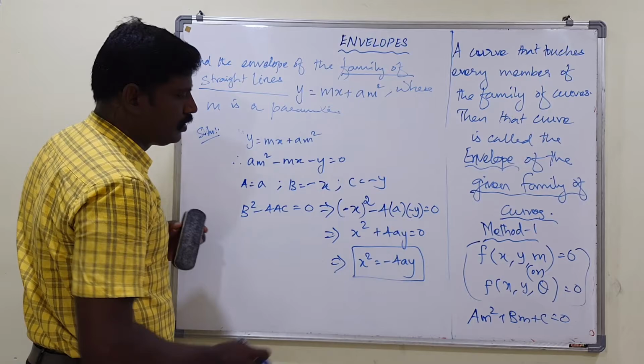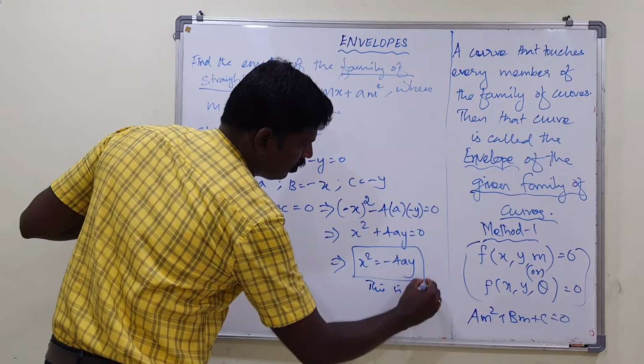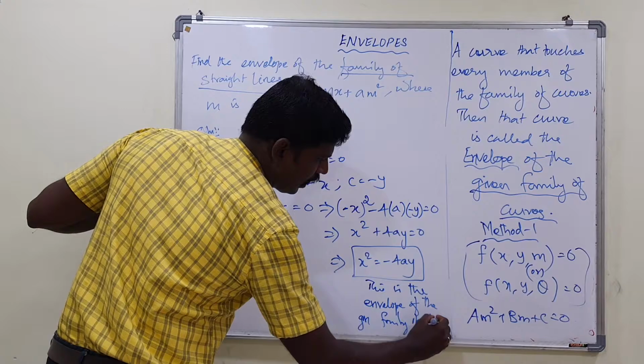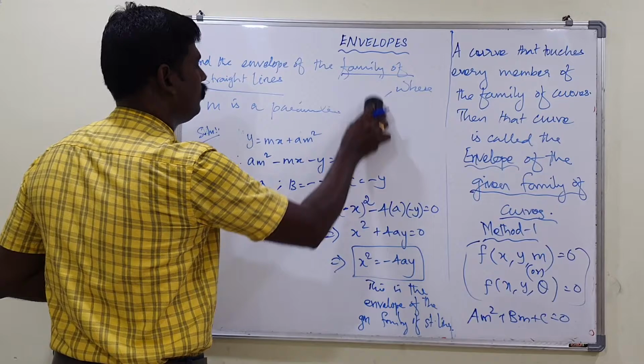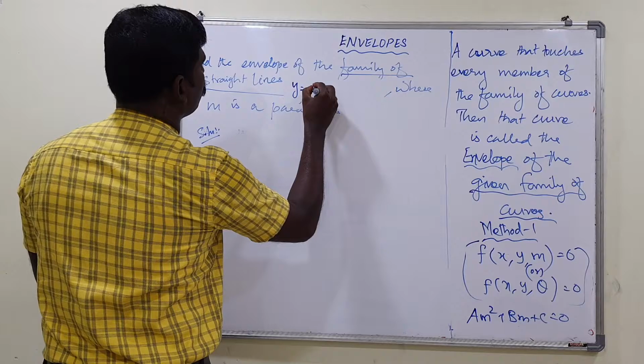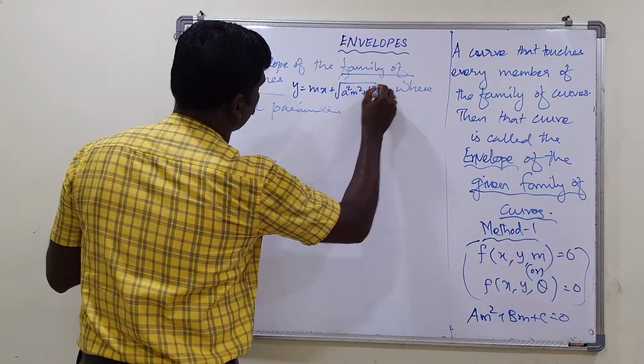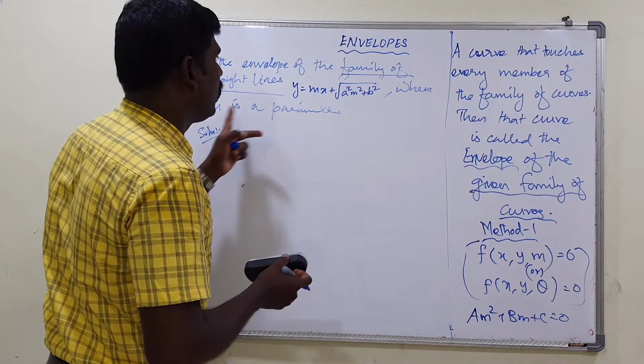Okay, this is the envelope of the given family of straight lines. That's all. Right? Let us go to the next problem. Find the envelope of y equal to mx plus root of a square m square plus b square. Find the envelope of the family of straight lines where m is the parameter, a and b are constants.